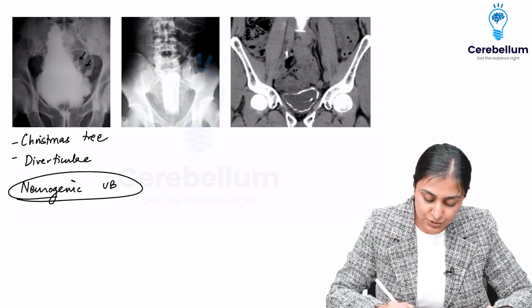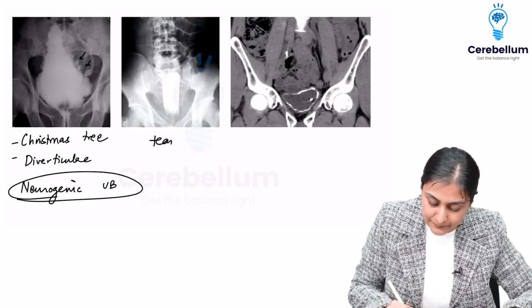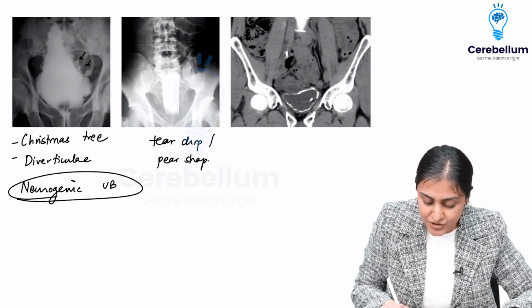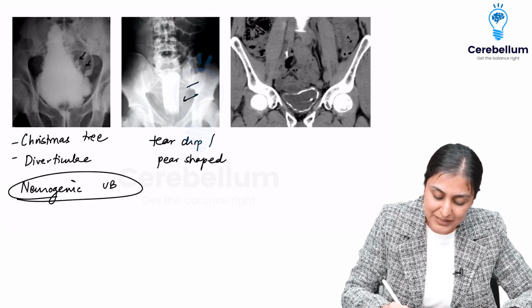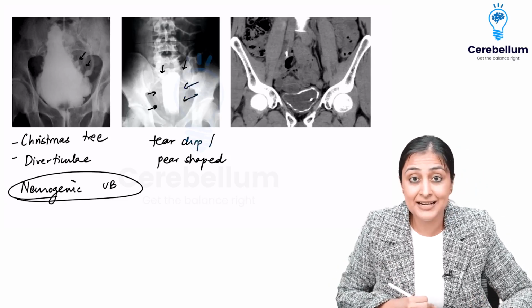Look at this cystogram here. You can see that the bladder looks like a teardrop. The bladder looks like a teardrop, or some people call it a pear-shaped bladder, because it is being compressed. What is compressing the bladder?